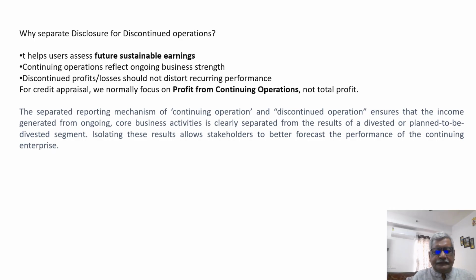The separated reporting of continuing operation and discontinued operation ensures that the income generated from ongoing core business activities is clearly separated from the result of a divested or planned to be divested segment. Isolating these results allows stakeholders to better forecast the performance of the continuing enterprise.